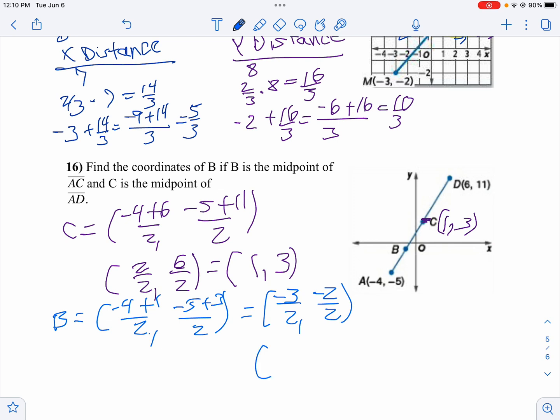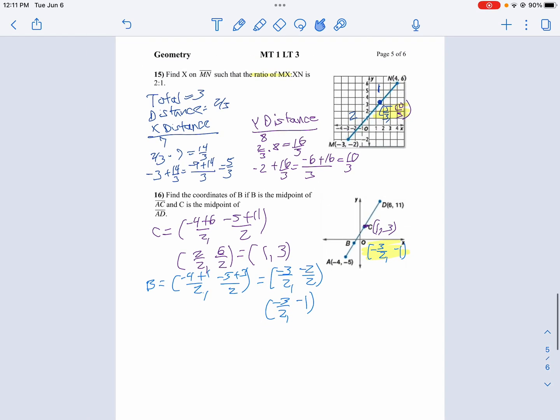Simplify that a little bit more. -3 halves, you can write it as -1.5 if you want, and -1. So the coordinate of point B is at -3 halves and -1. I don't care if you write it as a fraction or a decimal, but in advanced math, we always write it as rational numbers. So I'm never going to write it as a decimal unless I'm told to.